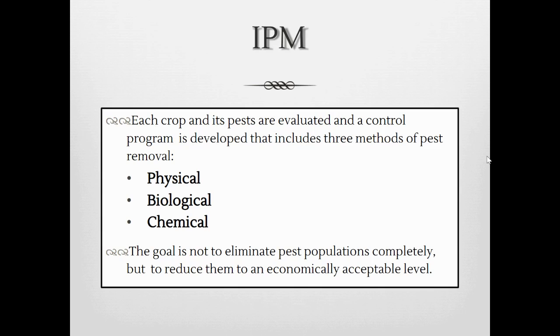So here, like I was saying before, IPM, or integrated pest management, is used as a control program, and it includes 3 methods, right? Those physical, biological, and chemical control. And the goal is to not necessarily eliminate the pest population completely, but to reduce it to a point where it's still economically acceptable.